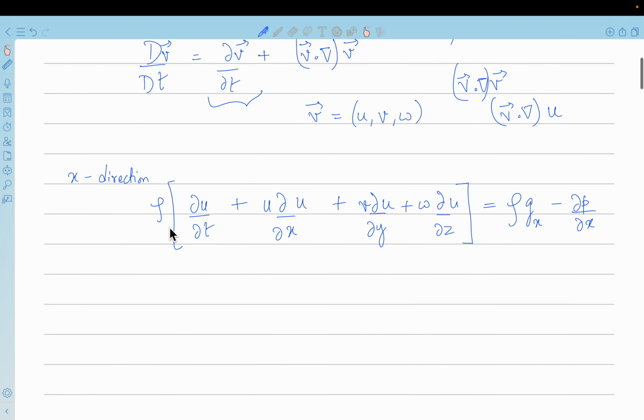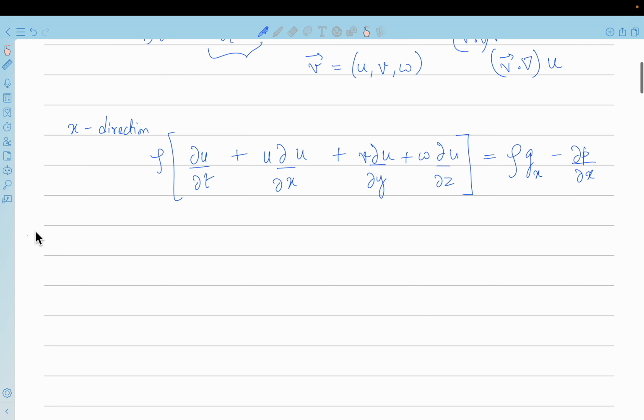Similarly you can write the y component, the y direction equation, and what will change now? In this entire equation, what will change?